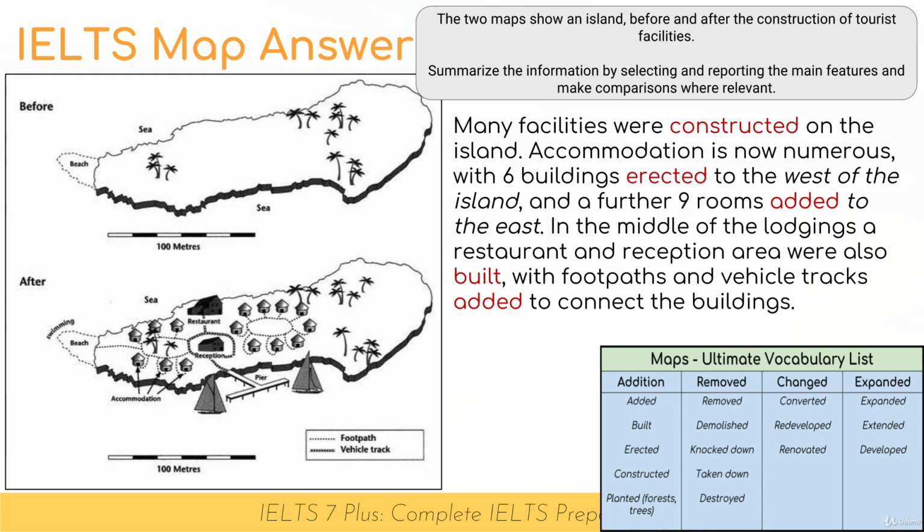Let's have a read through. Many facilities were constructed on the island. Accommodation is now numerous, with 6 buildings erected to the west of the island and a further 9 rooms added to the east. In the middle of the lodgings, a restaurant and reception area were also built, with footpaths and vehicle tracks added to connect the buildings.